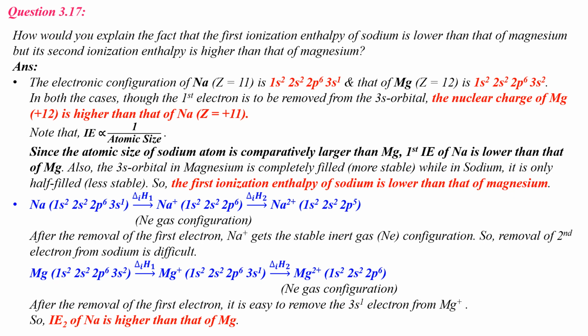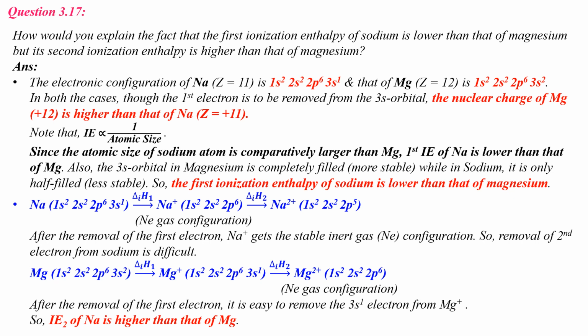Now what about magnesium? The electronic configuration of magnesium is 1s2 2s2 2p6 3s2. Since the s orbital of magnesium is completely filled, it is comparatively more stable than sodium. So the first ionization enthalpy of magnesium is a bit higher. Mg+ is formed on removing an electron, so you get 1s2 2s2 2p6 3s1 as the electronic configuration of the resulting Mg+ ion.